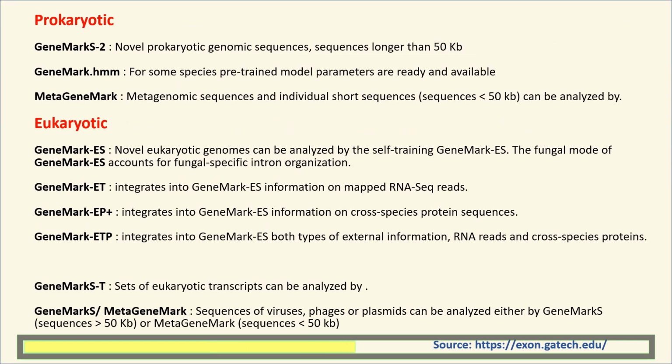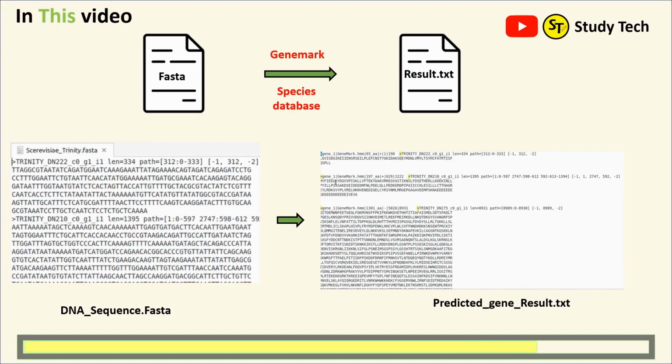There are numerous GeneMark tools. Some are categorized as prokaryote, eukaryote, like GeneMark-ES, GeneMark-HMM, MetaGeneMark, and others. In this video, I will demonstrate how to predict genes from a FASTA file. For that, you require one FASTA file and GeneMark.